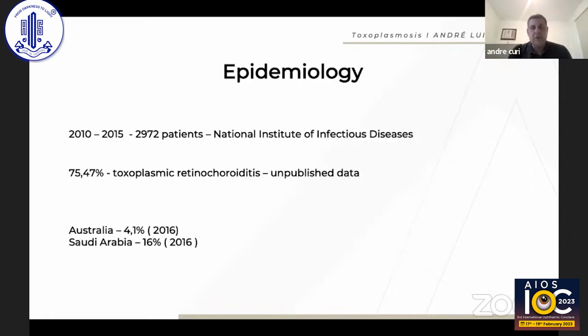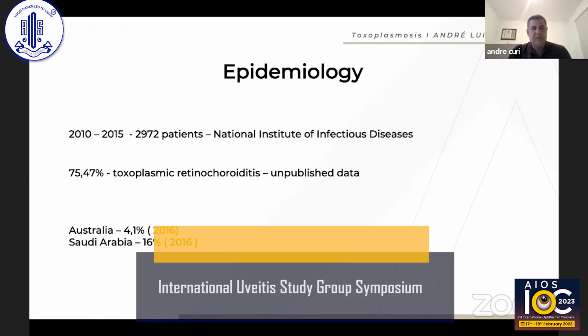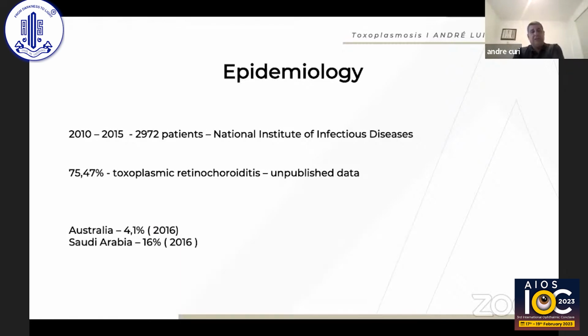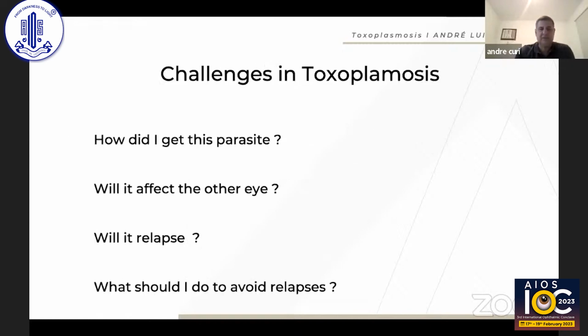Ocular toxoplasmosis is quite common in Brazil. We have a survey from 2010 to 2015. We saw 2,972 patients at the National Institute of Infectious Disease, and almost 75% were toxoplasmic retinochoroiditis. If you compare with Australia and Saudi Arabia, you see many more cases of toxo than in these other countries.